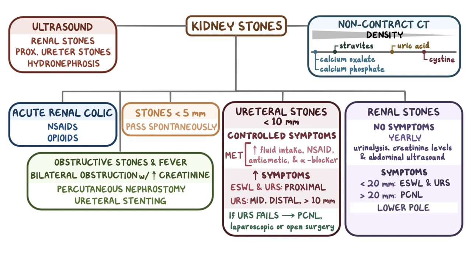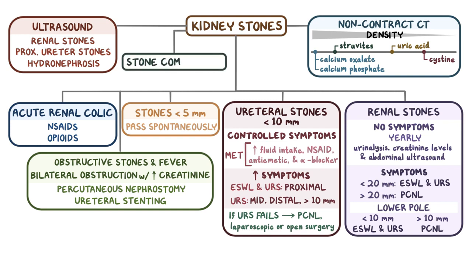For lower pole calyx stones under 10 millimeters, ESWL or URS is done. And for lower pole calyx stones over 10 millimeters, PCNL is done. Stone composition needs to be determined in order to correct specific risk factors and to prevent recurrence.